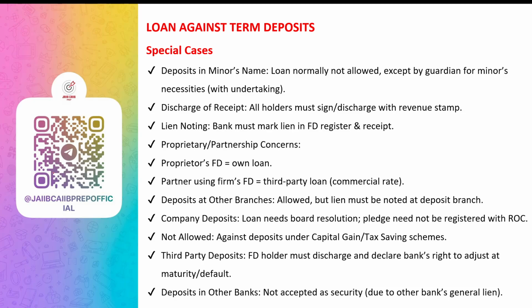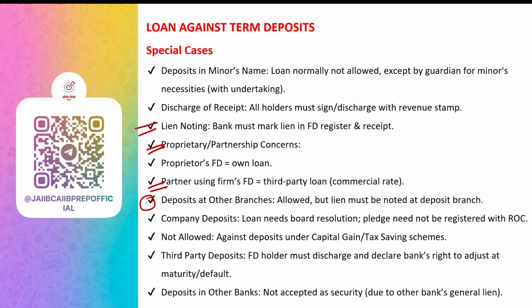Lien noting. The bank must note its lien in the fixed deposit register and on the fixed deposit receipt itself to prevent accidental repayment of the deposit. Deposits of proprietary and partnership concerns: loans against proprietary concern deposits are not third party loans, whereas loans to partners against a firm deposit are treated as third party loans, and charged at the commercial rate of interest.